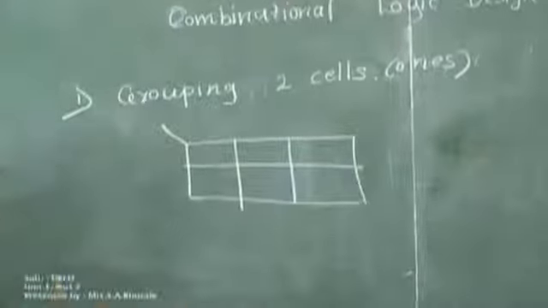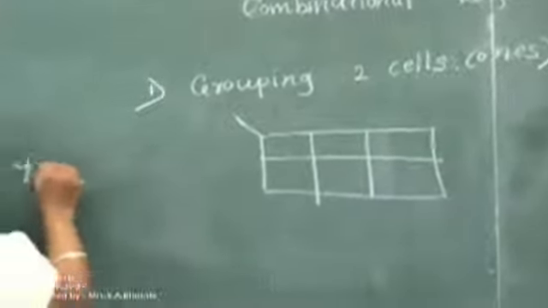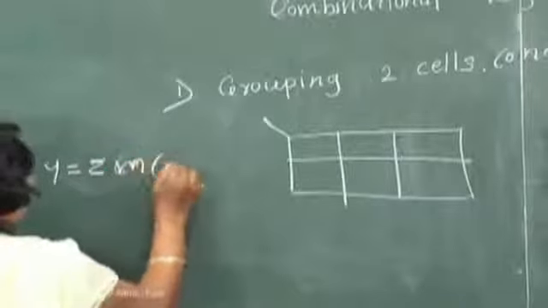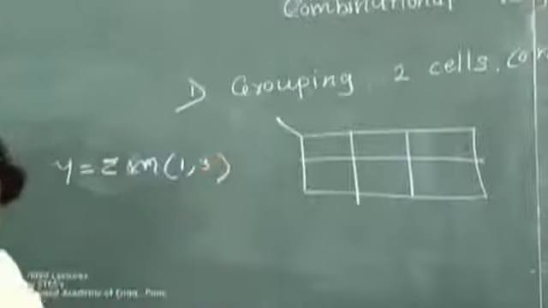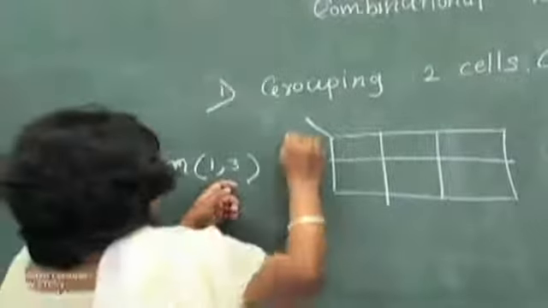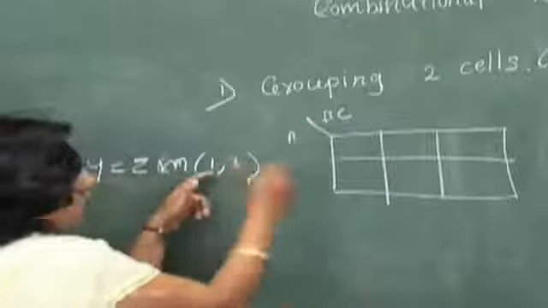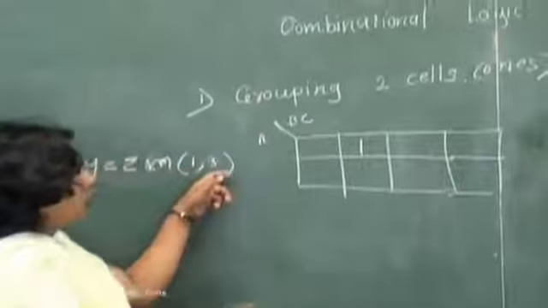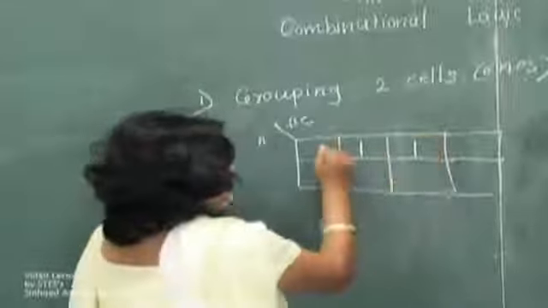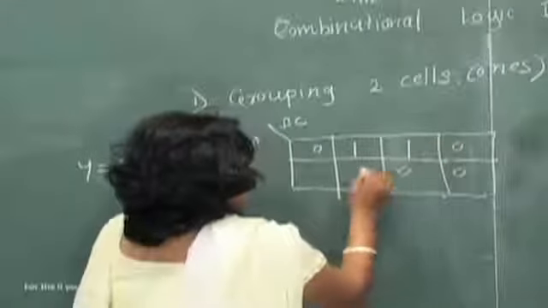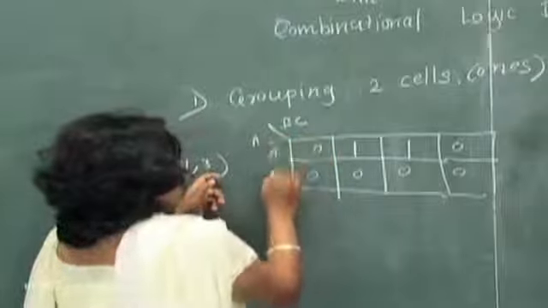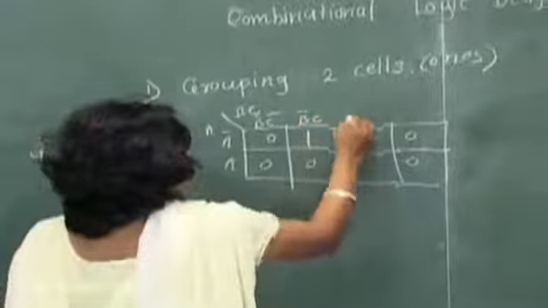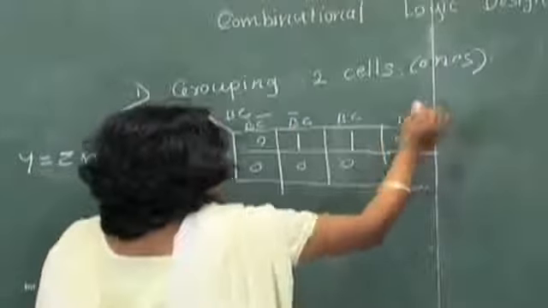Okay, I'll take an example of 3 variables. So the example is like this: y is equal to summation m 1, 3. It will be written like this. So this is A, B, C, and at 1 it is 1, and also at 3 it is 1, and the remaining are going to be 0. So this is nothing but A bar, A, B bar C bar, B bar C, B C, and B C bar.